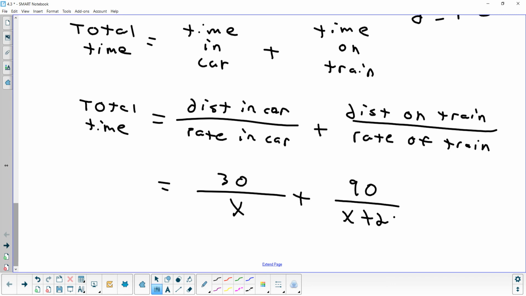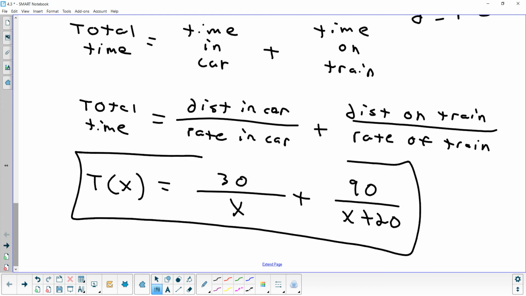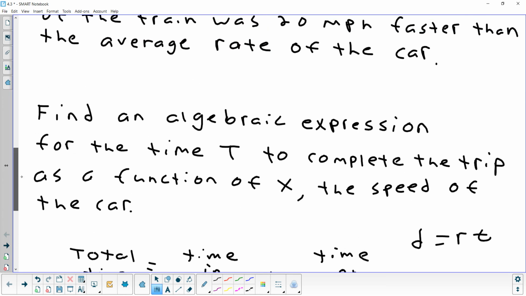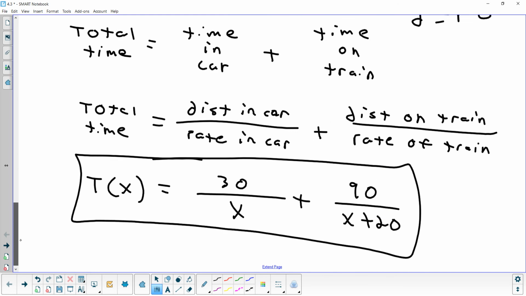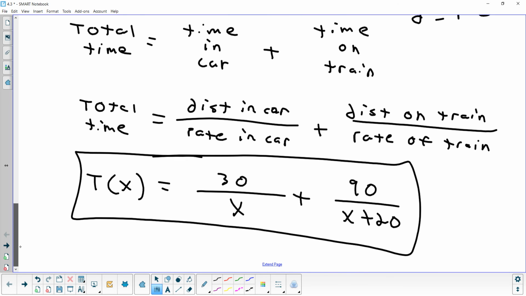So there is a formula, and we could say that this is t of x, the time as a function of the speed of the car. So if you tell me the speed of the car, I could plug it in, and I could tell you how long the trip is going to take. For example 1, that's all they wanted us to do: find an algebraic expression for the time. Questions on that formula?